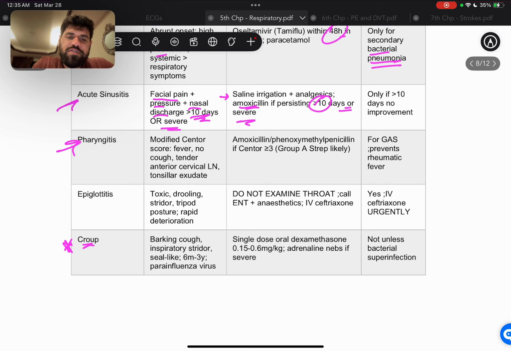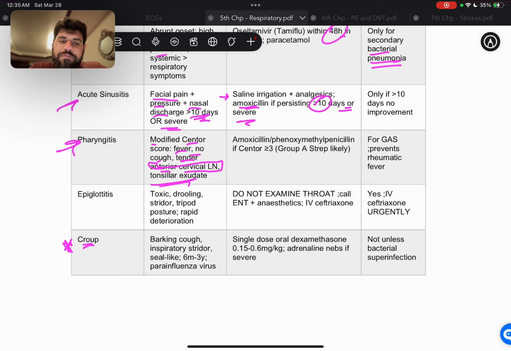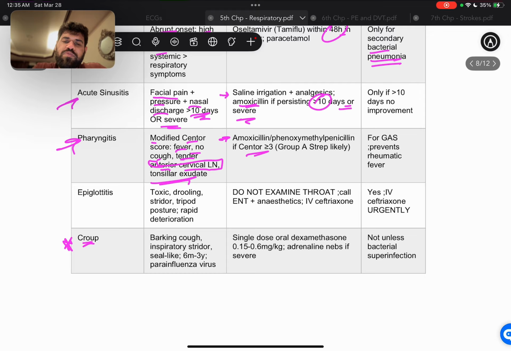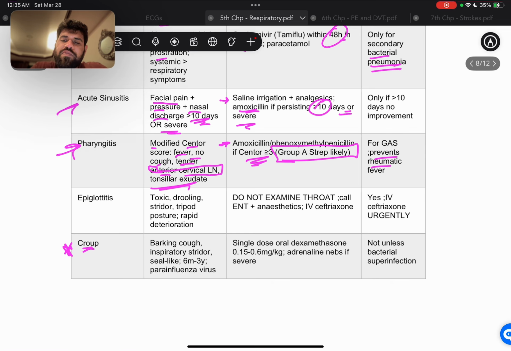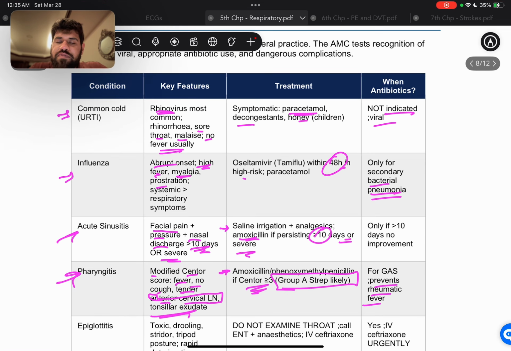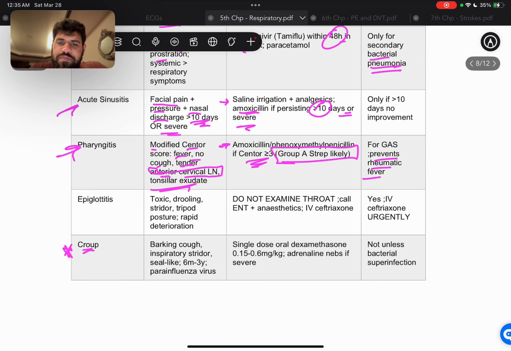Now, pharyngitis, it is the modified Centor score. So fever, no cough, tender anterior cervical lymph nodes, and then we have tonsillar exudates. All right, and the drugs we use are amoxicillin or phenoxymethylpenicillin. If Centor is more than 3, that means that group A strep is more likely to be present. All right, for GAS, we give them antibiotics so that it prevents rheumatic fever from occurring.